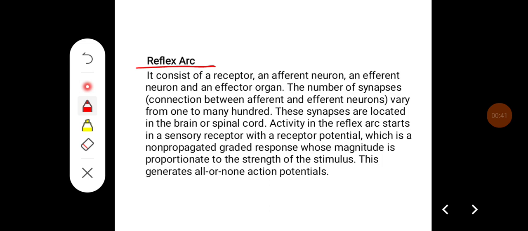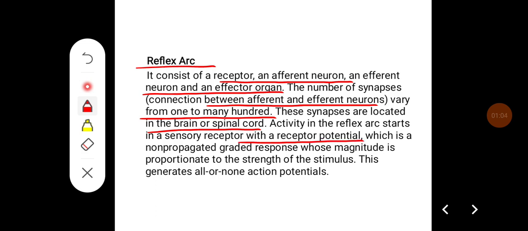Reflex arc. It consists of a receptor, an afferent neuron, an efferent neuron, and an effector organ. The number of synapses, that is the connections between afferent and efferent neurons, varies from 1 to many hundred. These synapses are located in the brain or spinal cord. The activity in the reflex arc starts in the sensory receptor with a receptor potential, which is a non-propagated graded response whose magnitude is proportional to the strength of the stimulus. This generates all or none action potentials in the neurons.